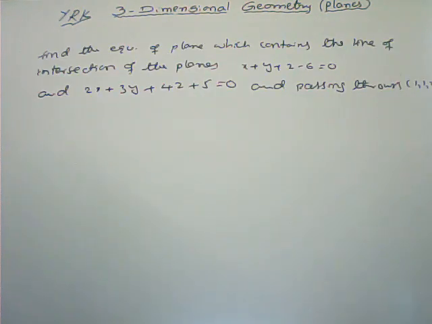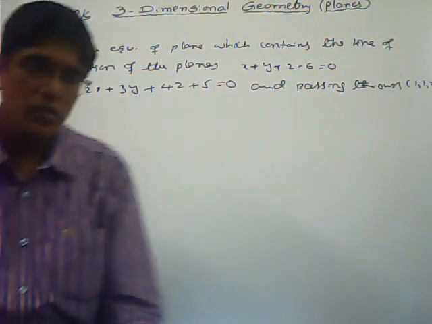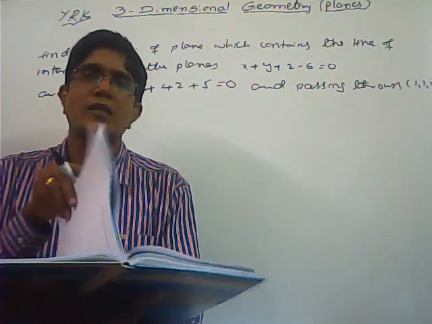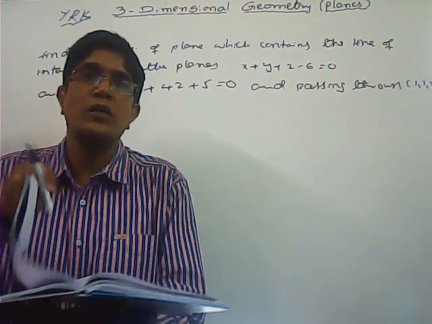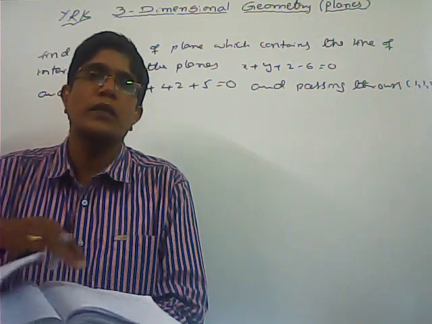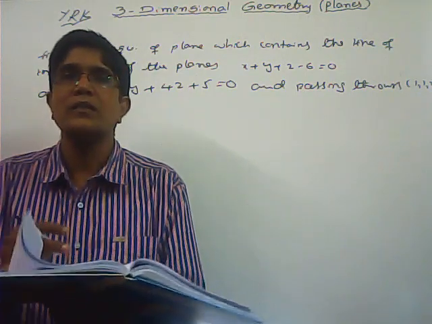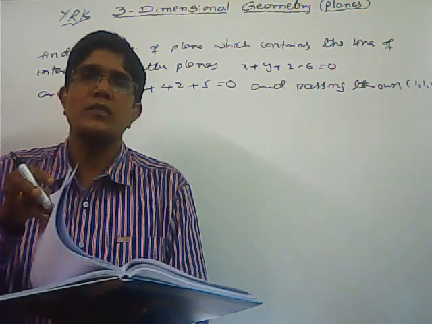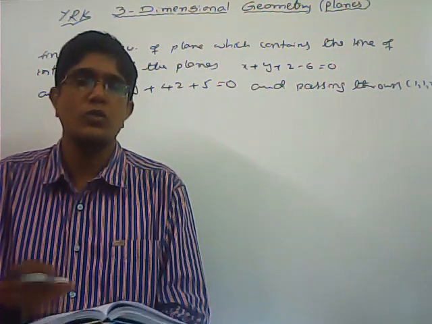Next one. Find the equation of the plane which contains the line of intersection of the planes. What is the meaning of that? The plane passes through the line of intersection, so it is a family of planes, which I told you already. These are the family of planes that pass through the line of intersection of the given two planes. This is one plane, this is another plane. All these pass through the line of intersection of the given two planes only.